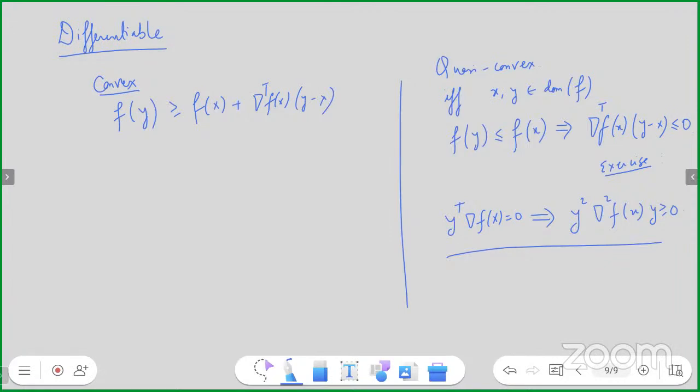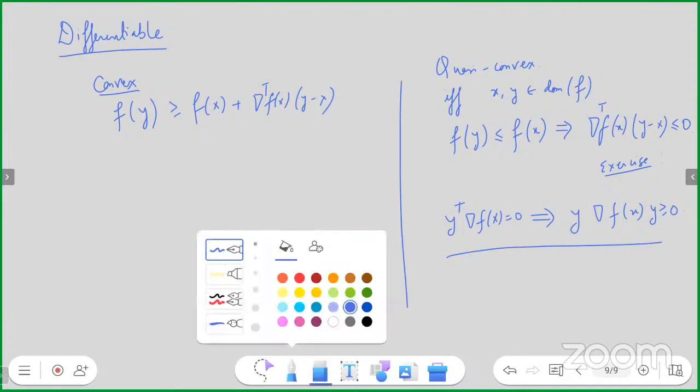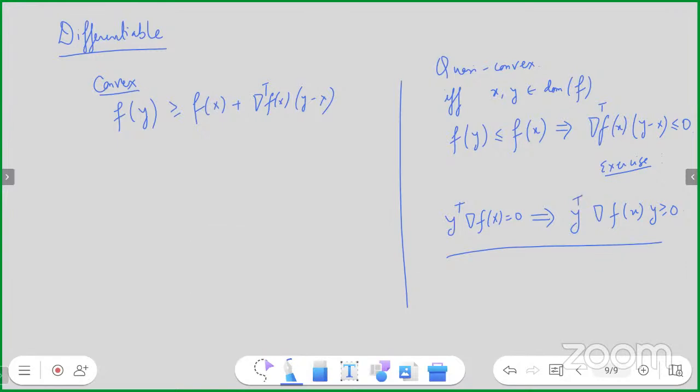Sorry? Y transpose, not square. Thank you. Any questions? Sorry? Derive some property from that. Which one? This one. From here to here? No, as in this thing holds for convex functions as well, right? Because it's quasi-convex, it holds for convex functions as well.